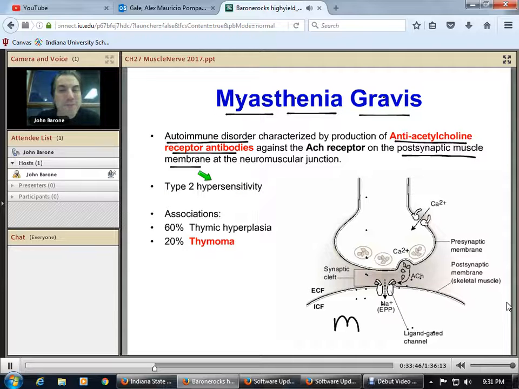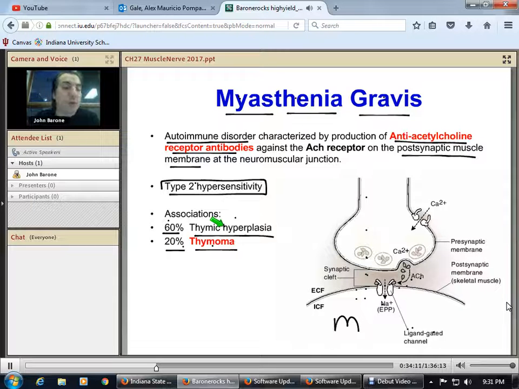Very cool. All right, now what type of hypersensitivity? If I know the exact target like this, type 2. Type 2. Now, very important association. 60% will have thymic hyperplasia, 20% will have thymomas. So always get a chest x-ray and look for a shadow. If there's a thymic shadow, you should remove it because either it's thymic hyperplasia or thymoma.